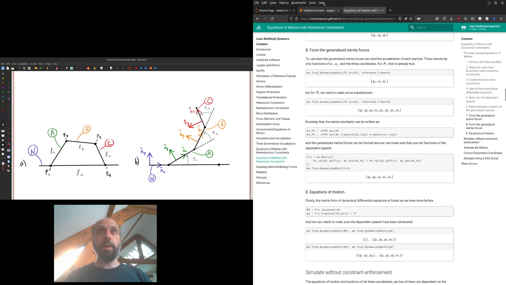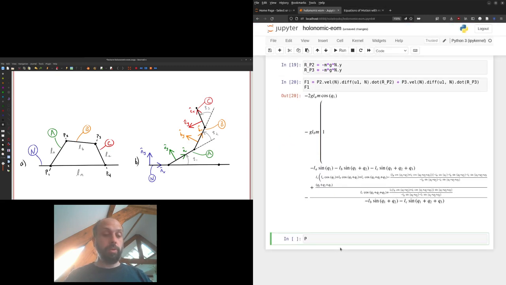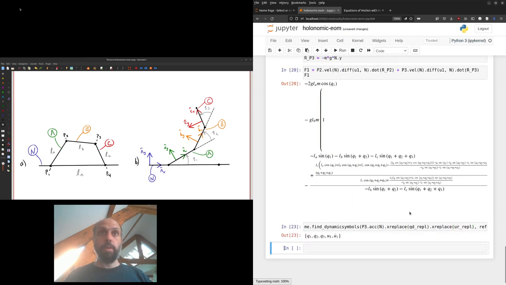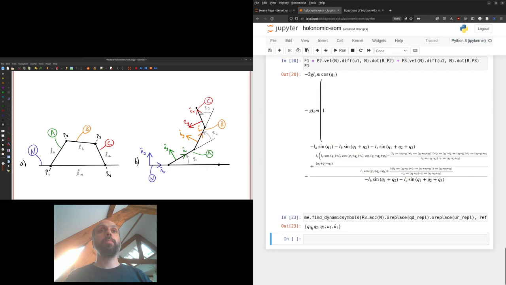And one key thing is we're going to calculate these accelerations. So let's have a look at that. If I do p3.acc in n, and me.find_dynamic_symbols, that acceleration has q dots in it, right? And a u1 dot. We only want a u1 dot. We don't want any q dots. So if I do an xreplace q dot REPL, that now puts everything in terms of u1, u2, and u3. We want to get rid of u2 and u3. So then we would xreplace ur REPL. And then we have only in terms of u1, u1 dot, and the q1s.